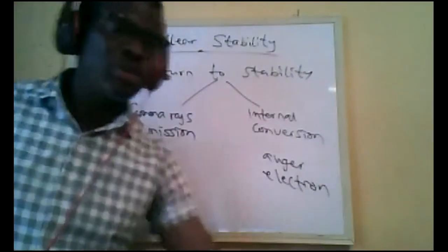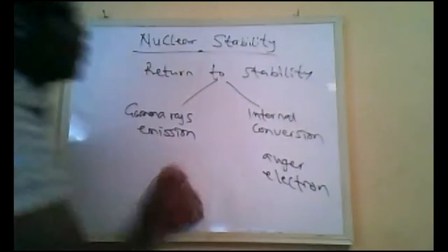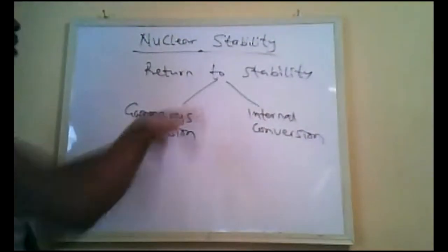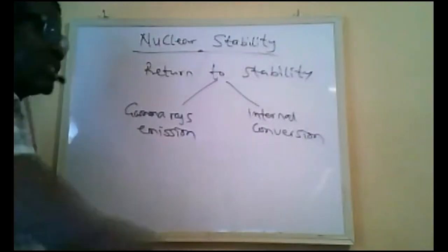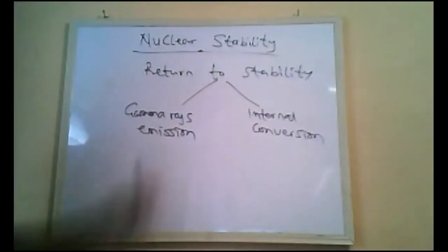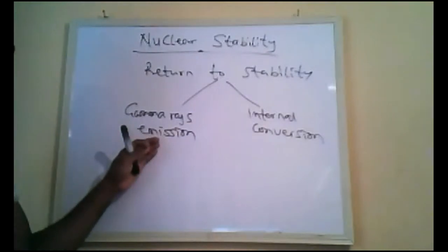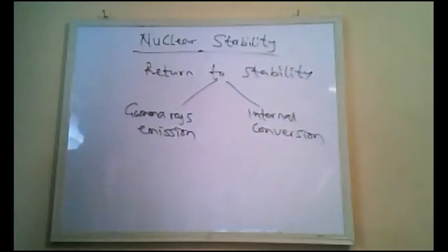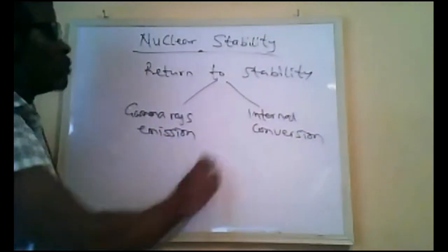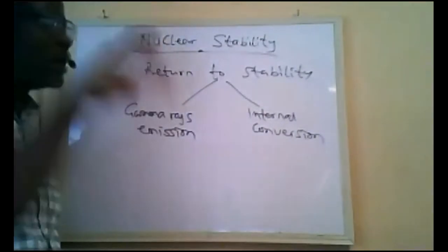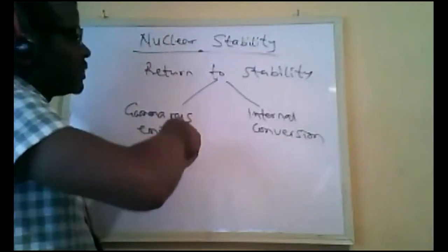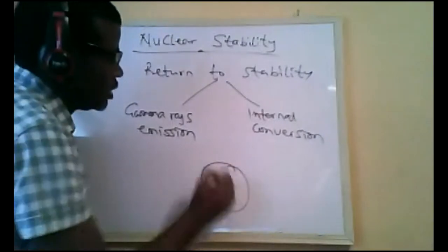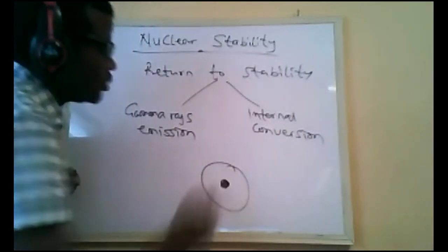For the nucleus to become stable, it is essentially by the emission of a gamma ray inside the nucleus. For the nucleus to become stable again, either the gamma ray is emitted, or the gamma ray, as it is moving out, you have the nucleus.